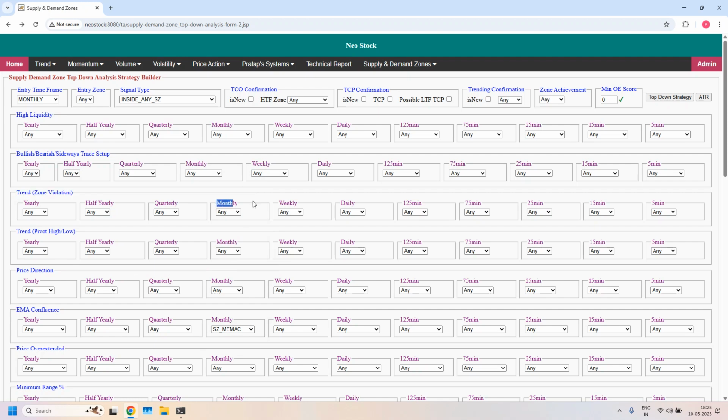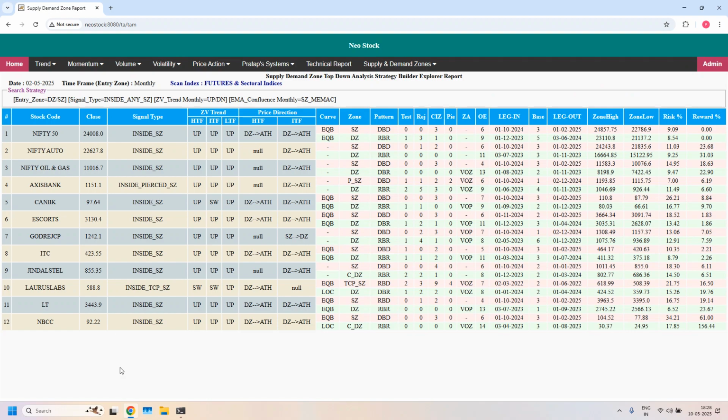And trend on the monthly should not be sideways. Can be up or down. So 12 stocks are filtered. So these 12 monthly supply zones are having monthly EMA confluence, including NIFTY, and also current price closed inside the monthly supply zone. So this is about a monthly time frame.